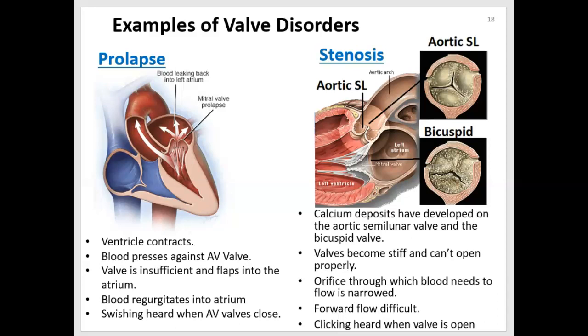On the right, the diagram shows two valves, the aortic semilunar valve and the bicuspid valve, both with calcium deposits on their surface. These deposits cause the valves to become stiff and they cannot open freely any longer. This is an example of valvular stenosis, and when the valves do open, blood flows through, but since the opening is narrow, it makes a clicking sound as it passes through the stenotic, stiff valves. It makes forward flow very difficult. That is the end of this presentation. Thank you.